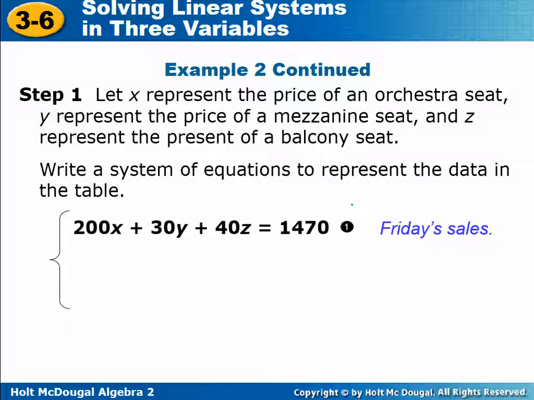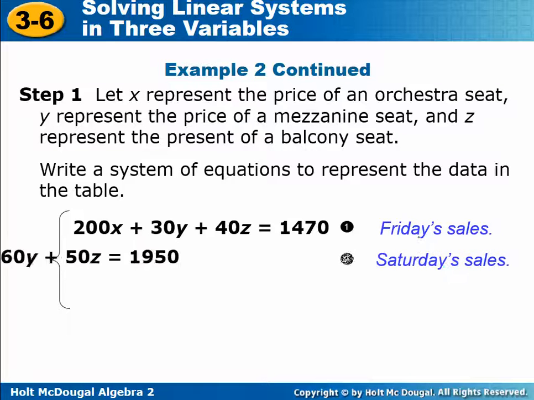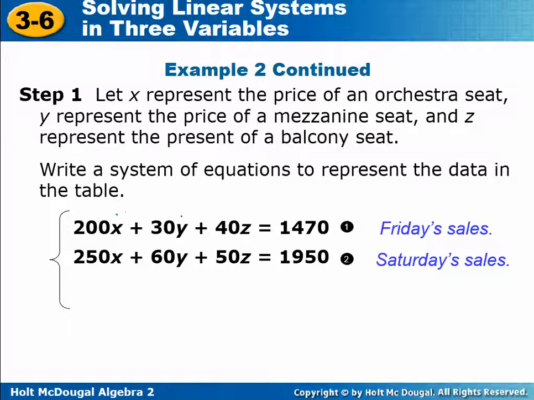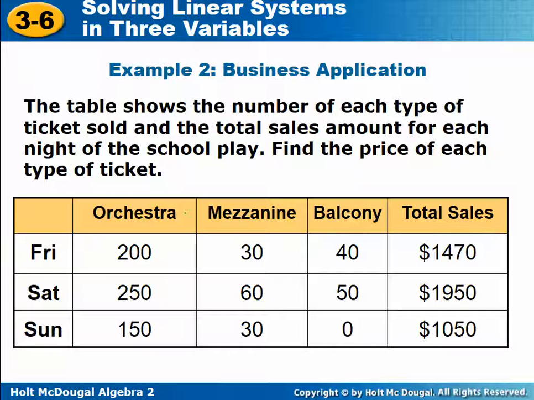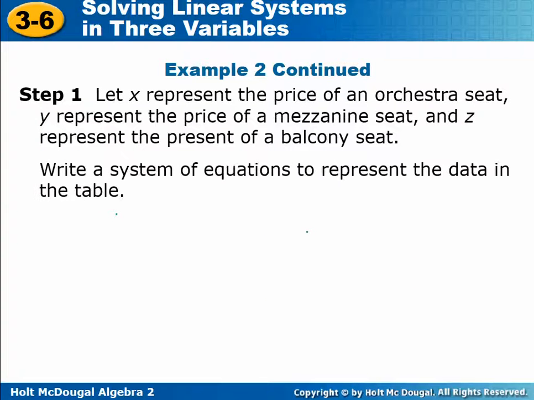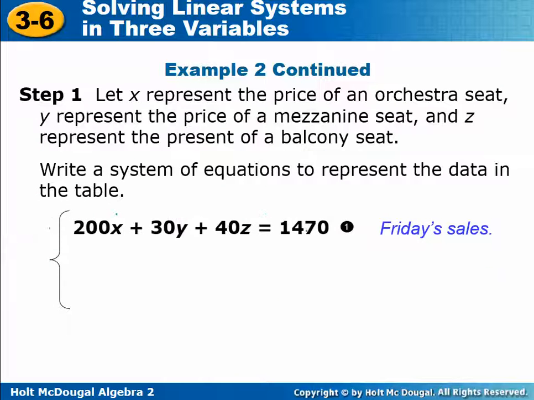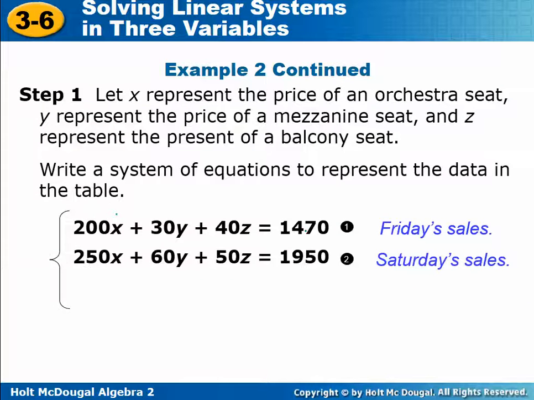So you would write your system of equations, one for each day. X is one place you could sit. I think that was the orchestra? And so we're letting X be orchestra, Y be mezzanine, and Z be balcony. And you can write 3 equations to show how much you sold each day.